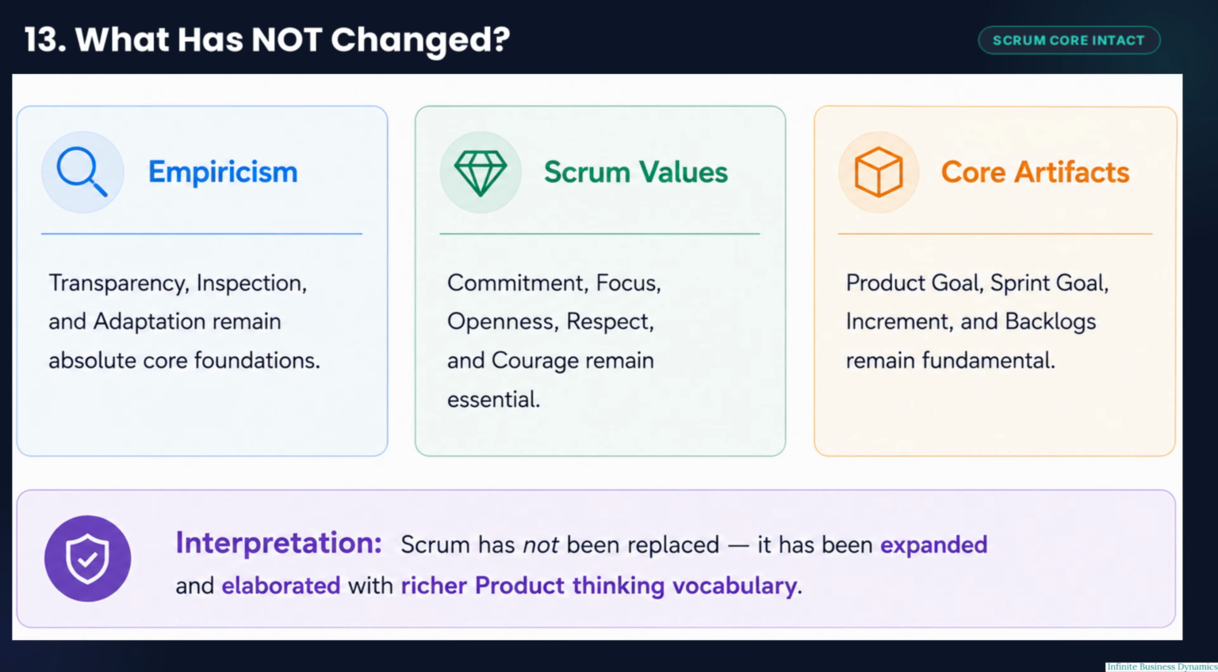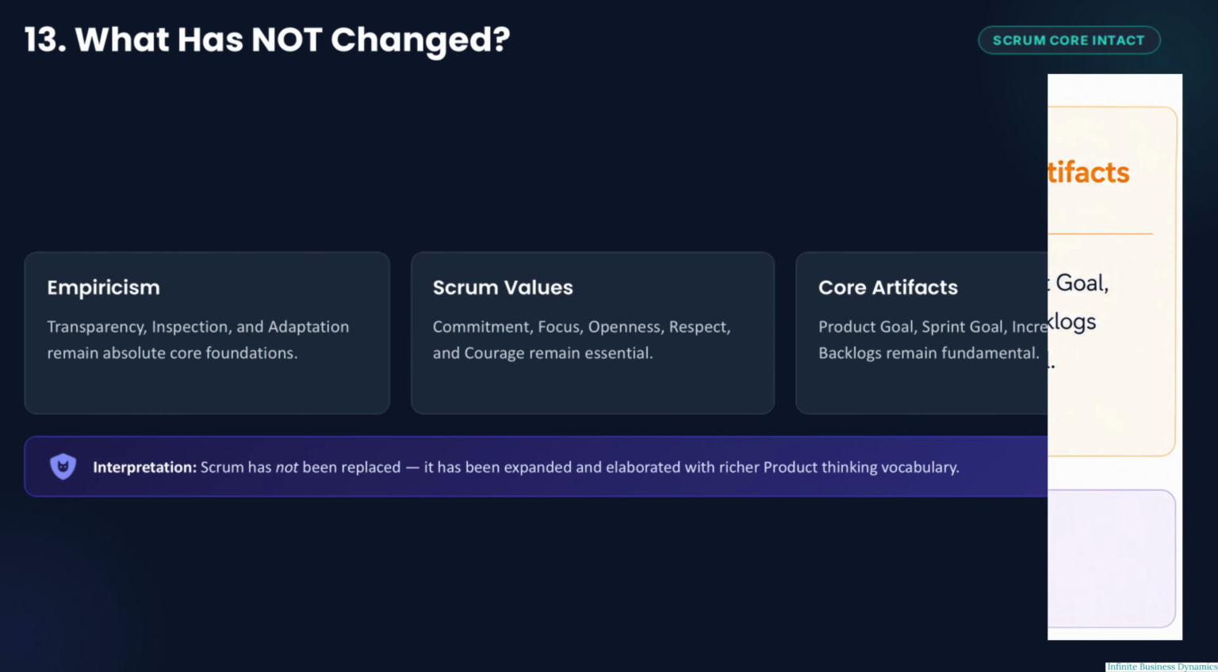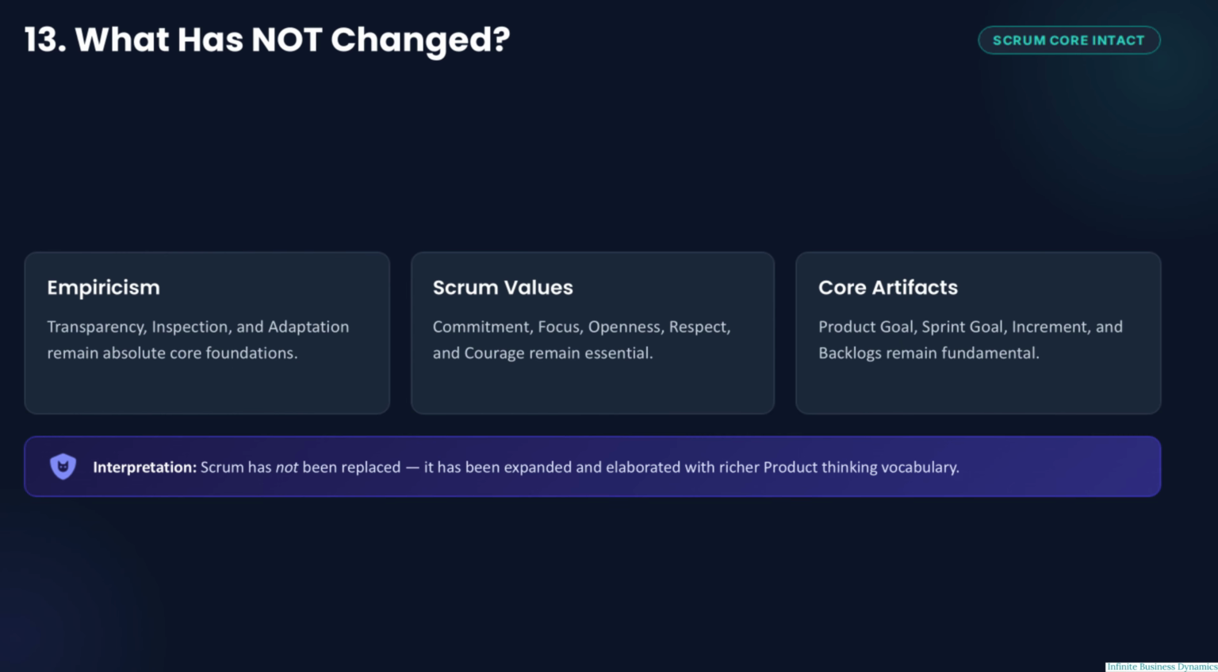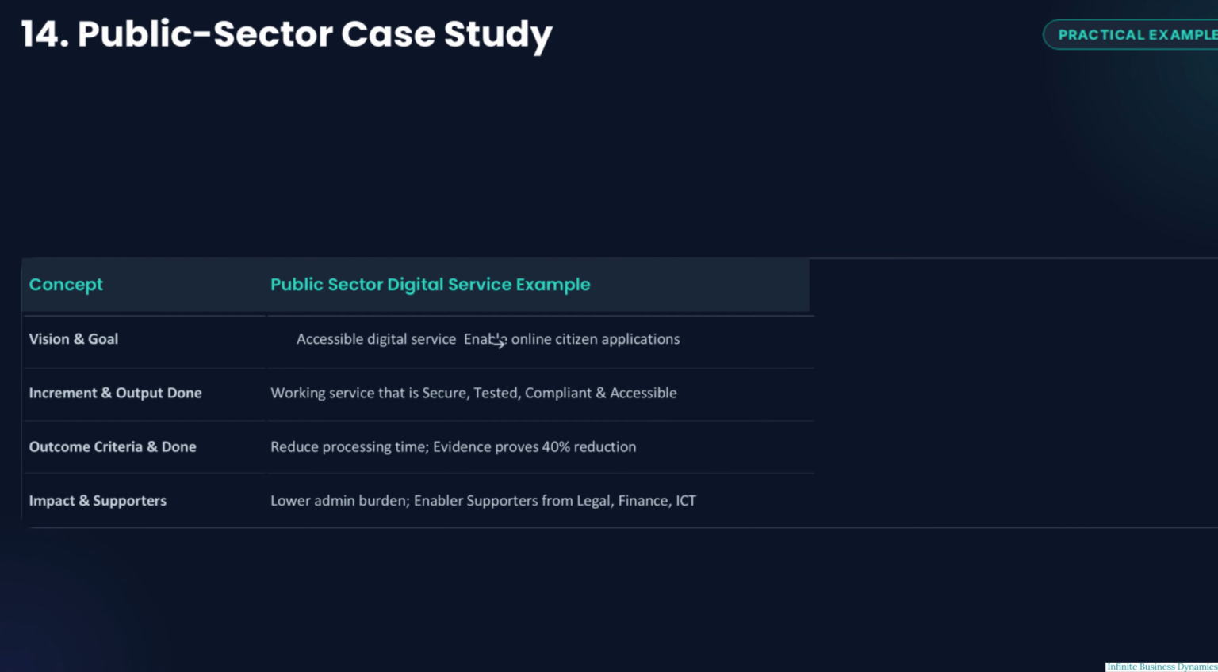So, the important message is that Scrum has not been replaced. The expanded concepts add richer product thinking vocabulary and make the connections between delivery, outcomes, value, and learning more explicit. With that distinction clear, we can now bring the entire learning journey together and see the overall logic of this expanded Scrum perspective. Let's bring these concepts together through a practical public sector example.